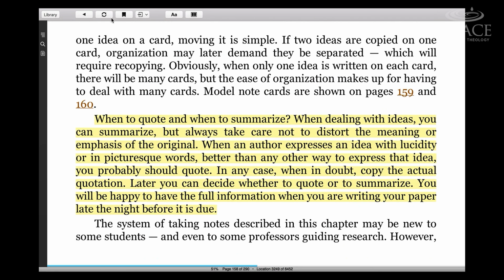Here's some more guidelines for quotations versus summarization. When dealing with ideas, you can summarize, but always take care not to distort the meaning or emphasis of the original. When an author expresses an idea with lucidity or in picturesque words better than any other way to express that idea, you probably should quote. In any case, when in doubt, copy the actual quotation. Later, you can decide whether to quote or to summarize. You will be happy to have the full information when you are writing your paper late the night before it is due.